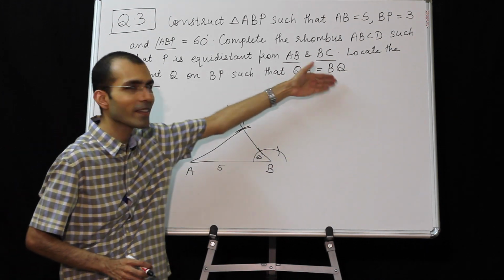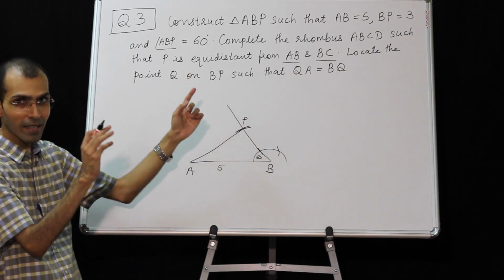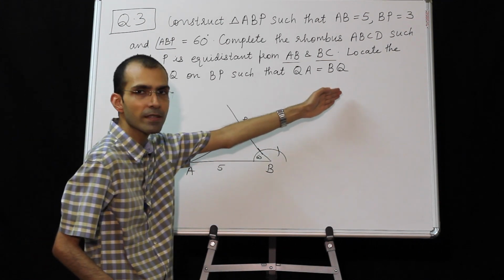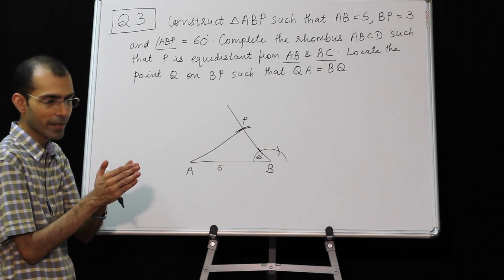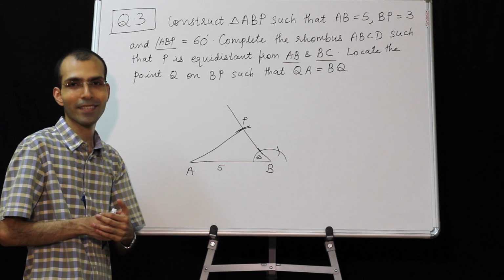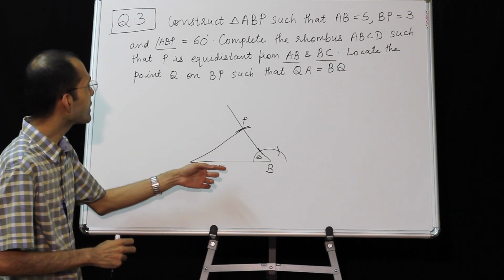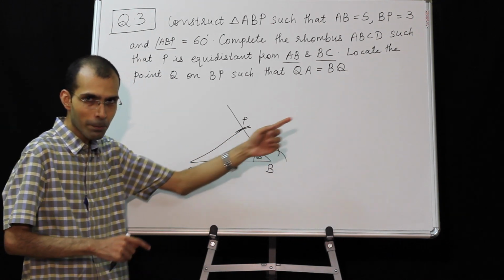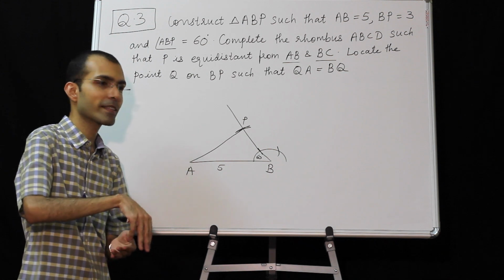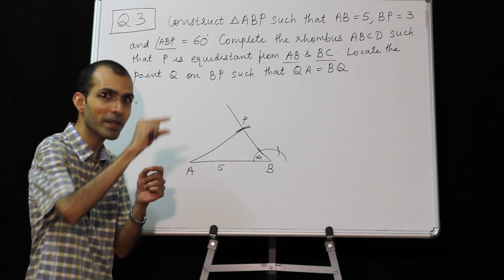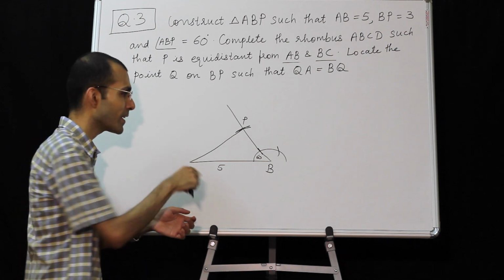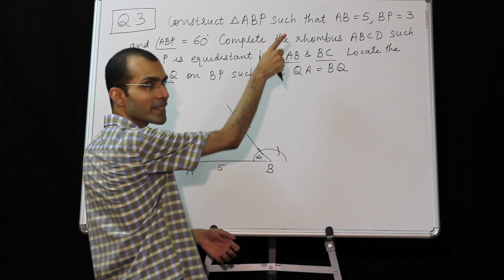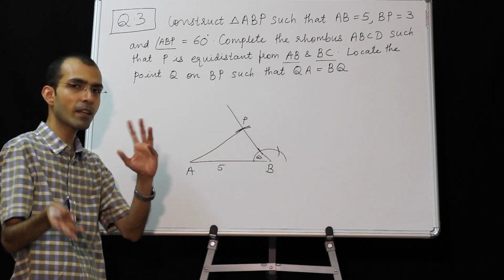So C could be somewhere here, because when I am completing the rhombus ABCD, this is A, this is B, so naturally C would be somewhere here and then D, and the rhombus would be completed. So we will have to draw 120 degrees now. Why? The reason is, if P has to be equidistant from AB and BC, then P has to lie on the angle bisector. AB and BC are not points; they are sides which are intersecting. That means this P should lie on the angle bisector.